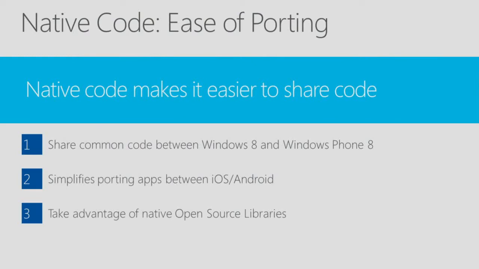You can share code between Windows 8 and Windows Phone 8. Also, many developers use native code to make it easier to port applications between iOS and Android. They can now use that same native code to more easily port their application to Windows Phone 8. Developers also like to take advantage of native open source libraries. This reduces their costs and also helps them get to market faster.